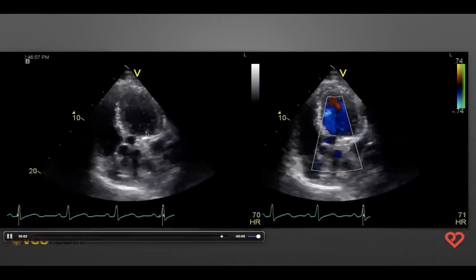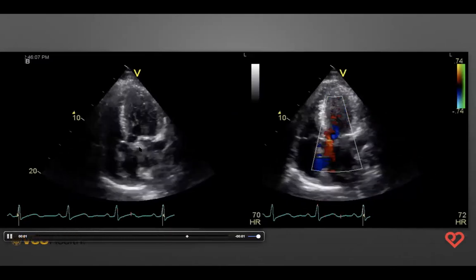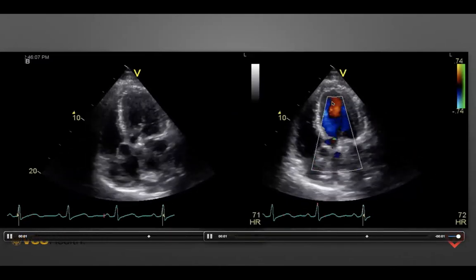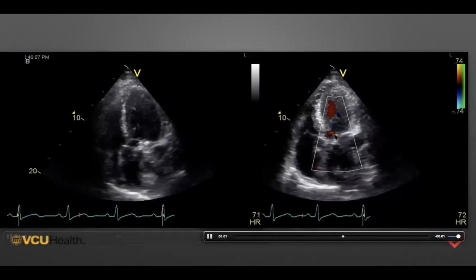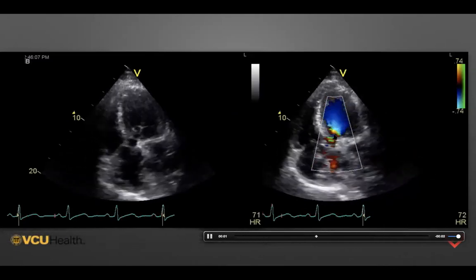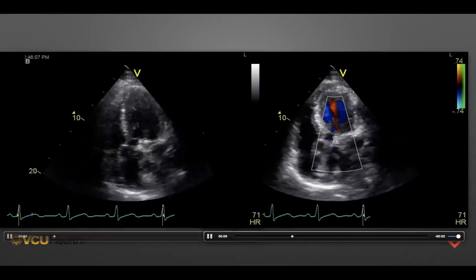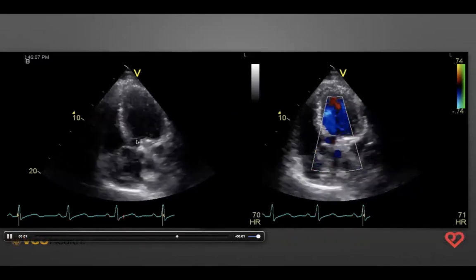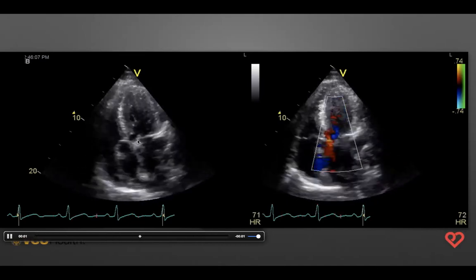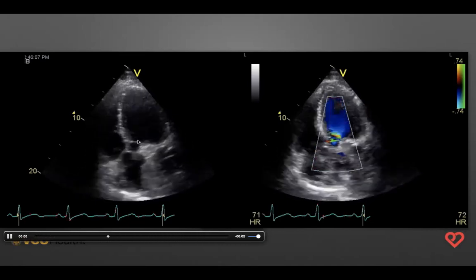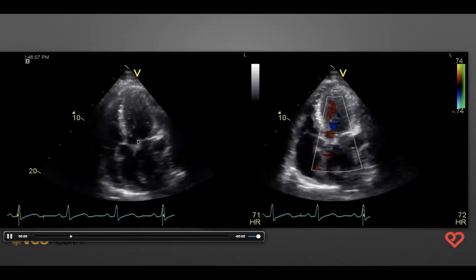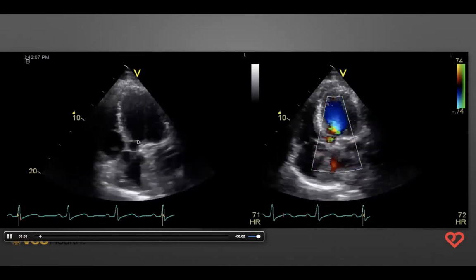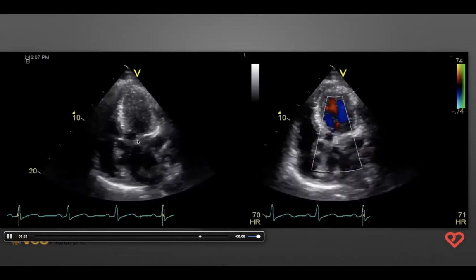So we go to our apical 5-chamber images. And when we do that, once again, when we put color flow Doppler, you see the flow acceleration occurring right at this level. And if you were to take the color flow Doppler out, you would see this ridge. This ridge is connecting to the anterior leaflet of the mitral valve and the ventricular septum. This is a subaortic membrane.